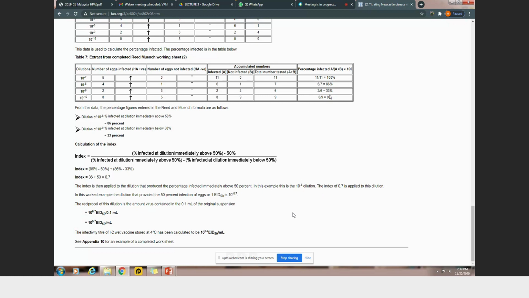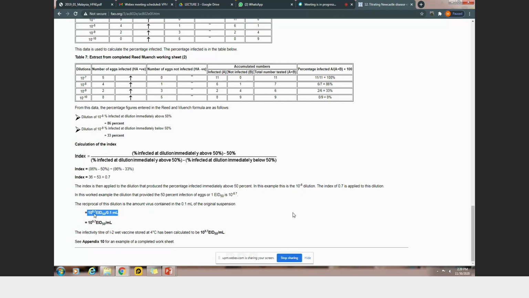So here the percentage above 50% is at minus 8 dilution. So this index you add to this dilution. You will get the reciprocal of this dilution, which is the amount of virus contained in the 0.1 ml. The 0.1 ml is actually from the 100 microliter of virus you take from the original suspension. So you get the EID 50 of 10 to the power of 8.7.